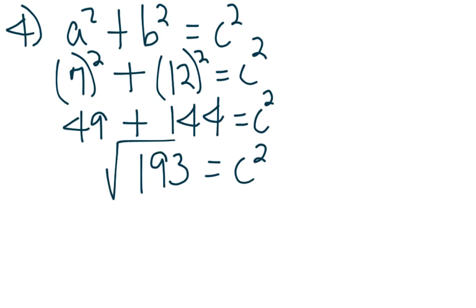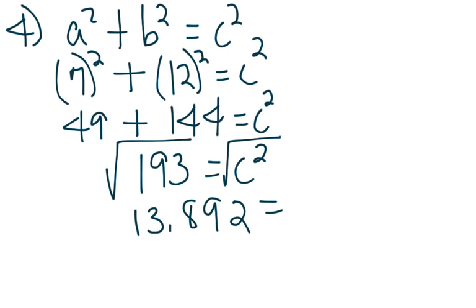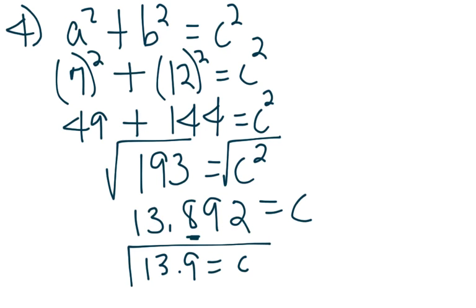So when you do the square root, the square root of 193 is 13.892. Well, we have to round to the nearest tenth. The 9 is 5 or more, so 13.9 is the length of our hypotenuse.